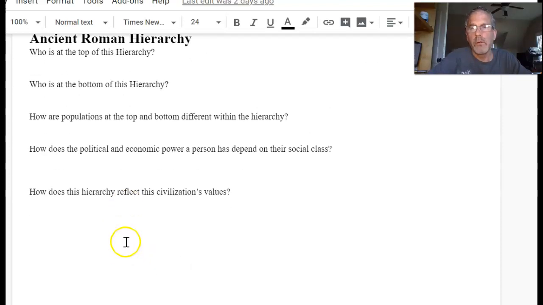Roman hierarchy. Who's at the top of this hierarchy? Who's at the bottom of this hierarchy? How are populations at the top and the bottom different within the hierarchy? And how does the political and economic power a person has depend on their social class? How does this hierarchy reflect this civilization's values?